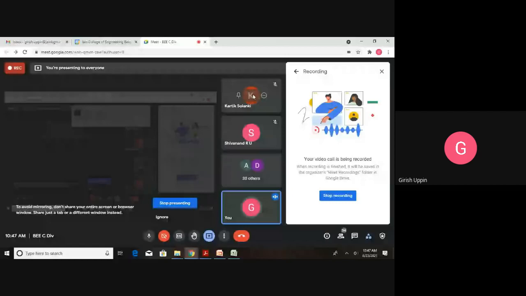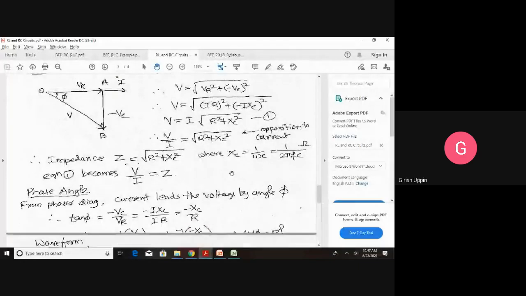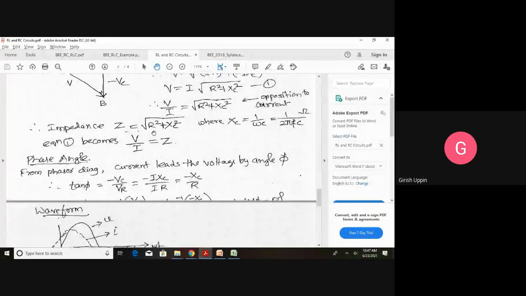V by I is always the opposition offered by the circuit. In this case, it is an RC circuit, given by square root of R square plus XC square, which is nothing but the impedance of the circuit. Therefore, impedance Z of the circuit, Z is equal to square root of R square plus XC square, where XC is equal to 1 by omega C is equal to 1 by 2 pi fC.